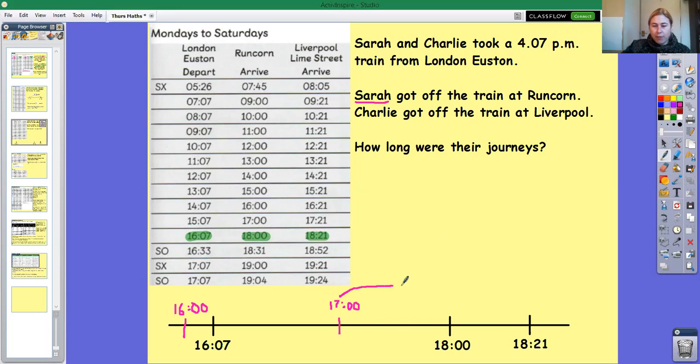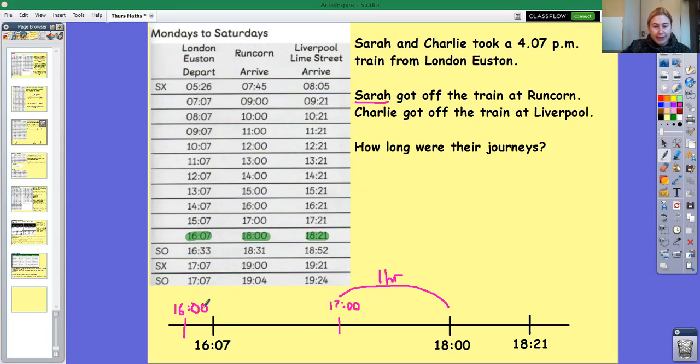So if I do a jump of an hour there, I already know that part of Sarah's journey must have been 1 hour. Sorry, I'm trying to write with my mouse, so hopefully you can see what I'm writing. Now, if I look at this part of the time, Sarah's journey wasn't the whole hour because she didn't depart the station at 4 o'clock.